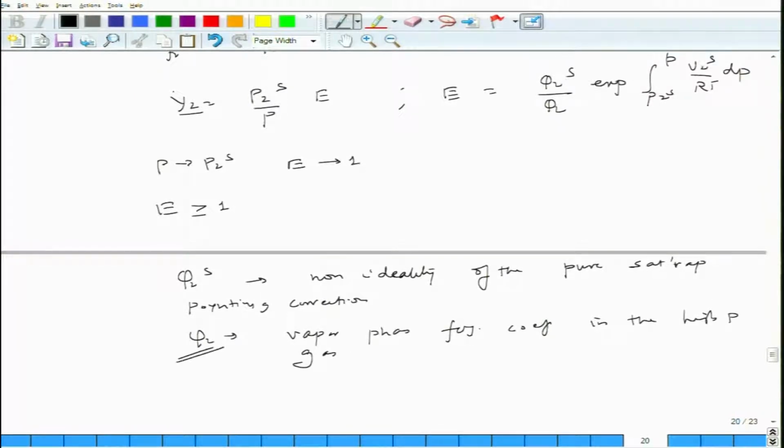And this is the one which plays a bigger role. The Poynting correction will contribute to some number like 2 and 3 to E.